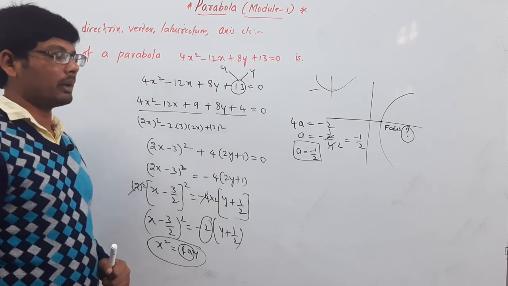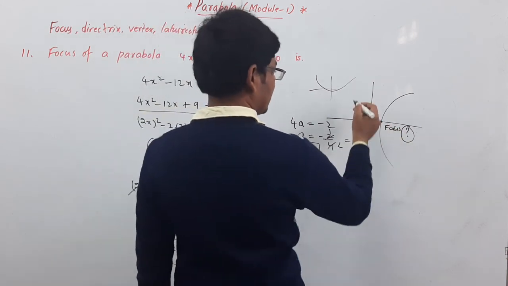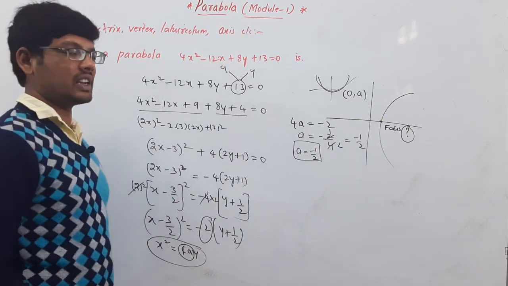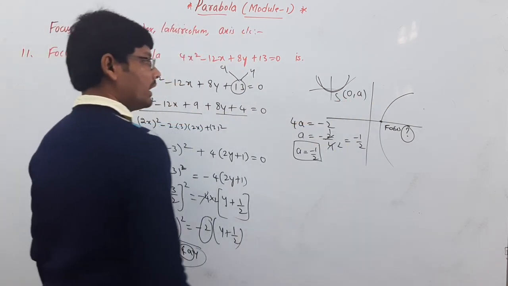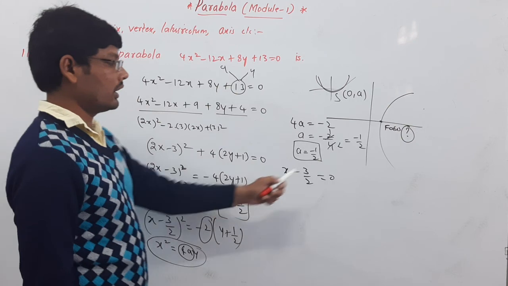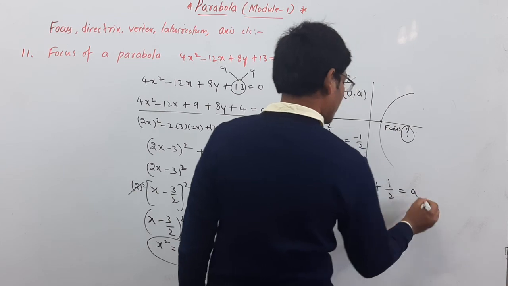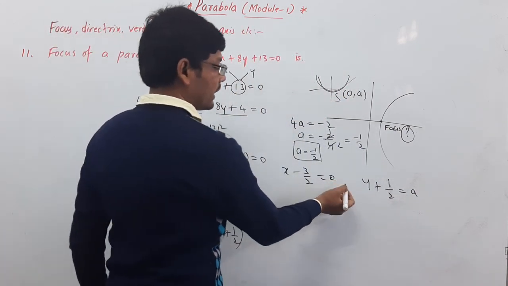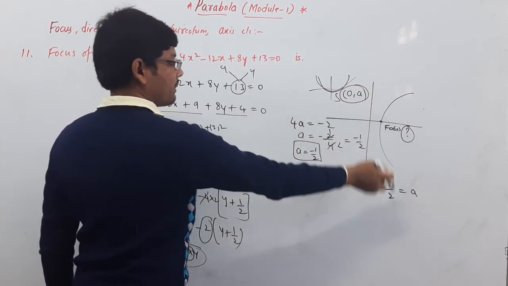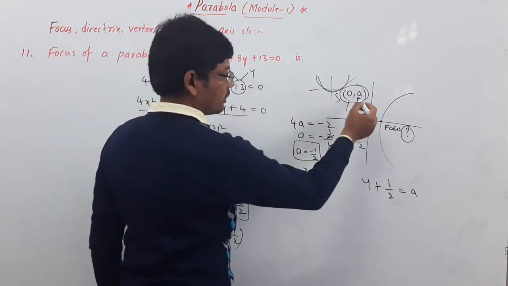After getting a is equal to 1 by 2, this parabola has its focus at 0 comma a in the general form. Equating the term x minus 3 by 2 to 0, this value becomes 0, and y plus 1 by 2 is equal to a, on comparing this expression with the vertex form of the focus 0 comma a.